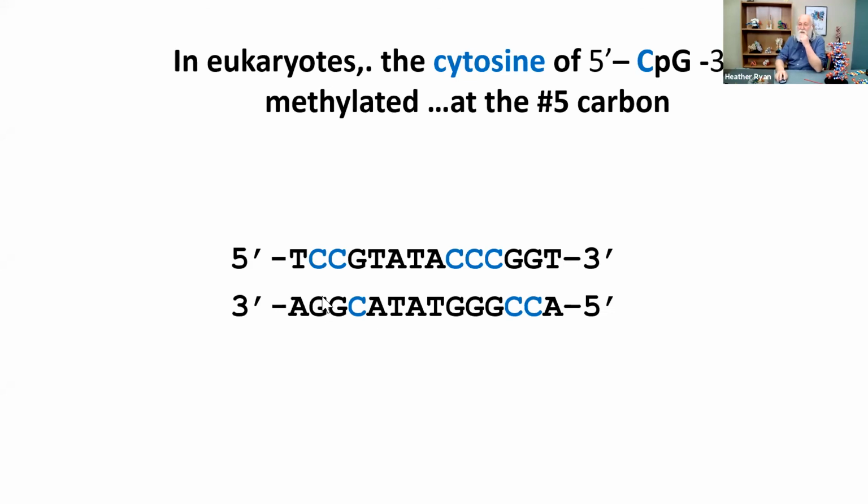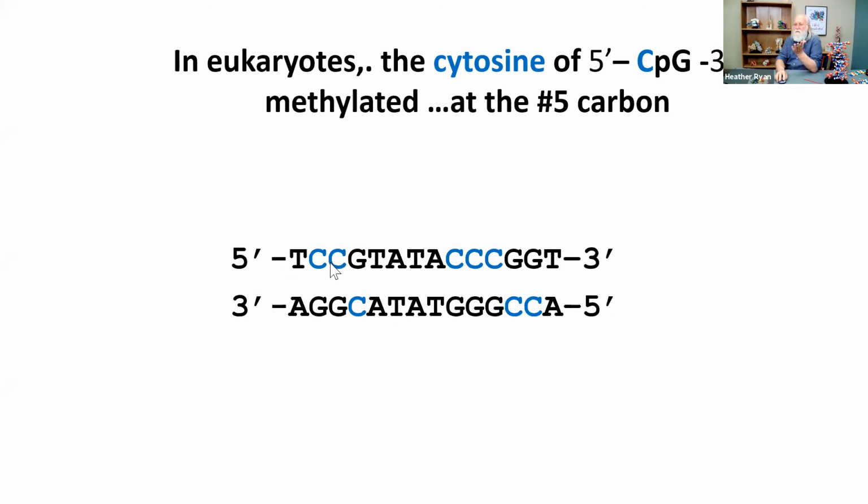I've made up a sequence and I've colored the cytosines in blue. And you'll notice going 5' to 3' on the top strand, here's a C followed by a G. So this is a CpG sequence that we could methylate. And if we go down here, here's another CpG. These C's before, we can't methylate them because they're not followed by a G.